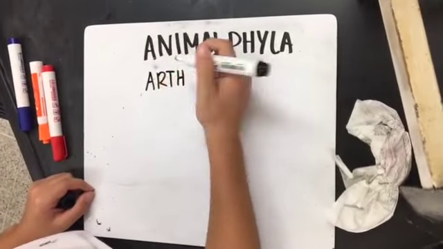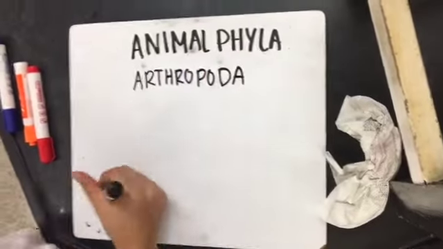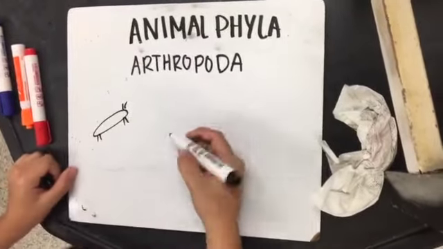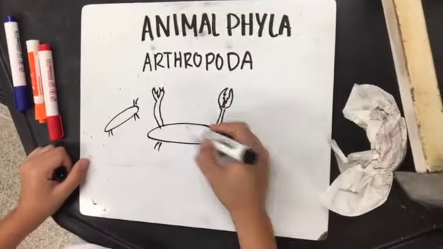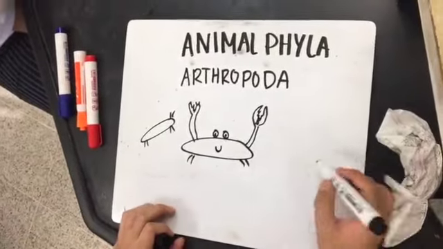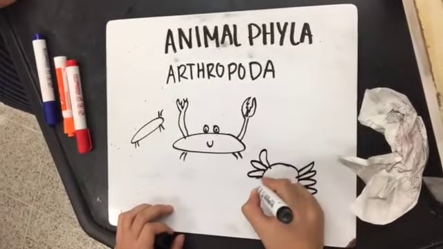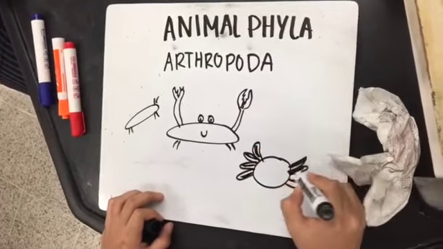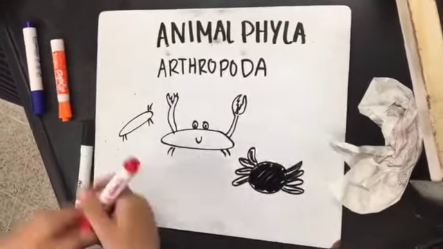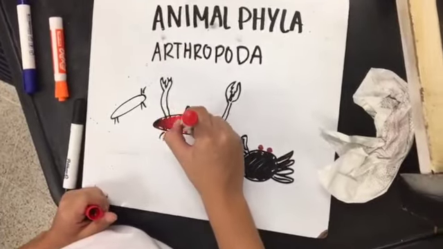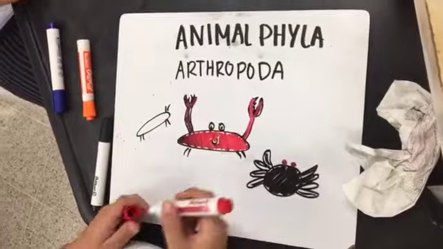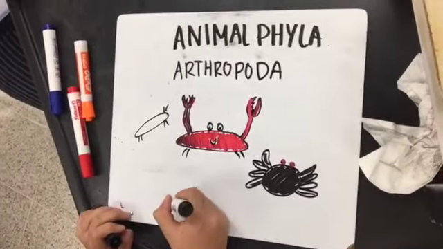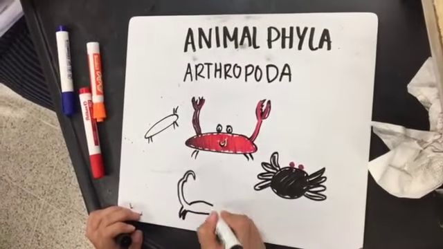Animal phyla, Arthropoda. It is the largest animal phylum. They have an exoskeleton made of chitin, a special carbohydrate. When they grow, they must shed the exoskeleton. While doing this, they are very vulnerable. They all have segmented bodies. Some examples are insects, crustaceans, spiders, and scorpions.